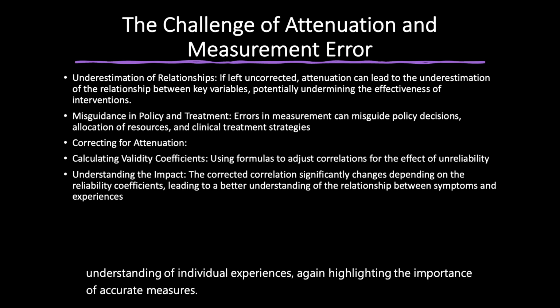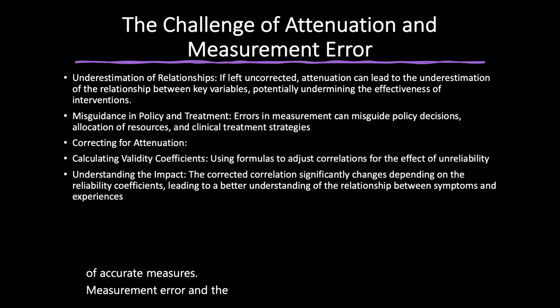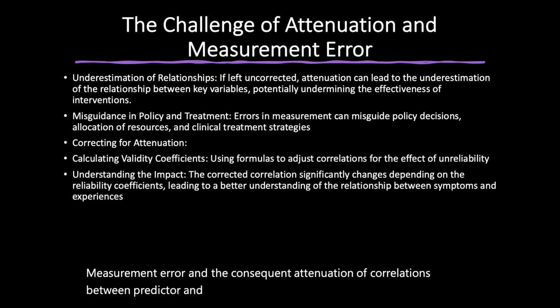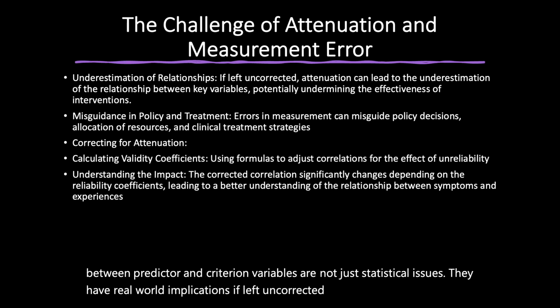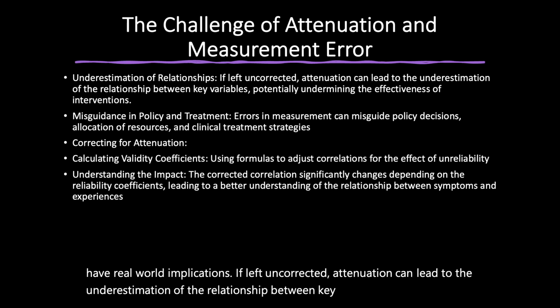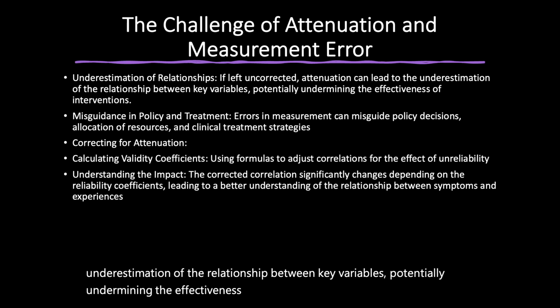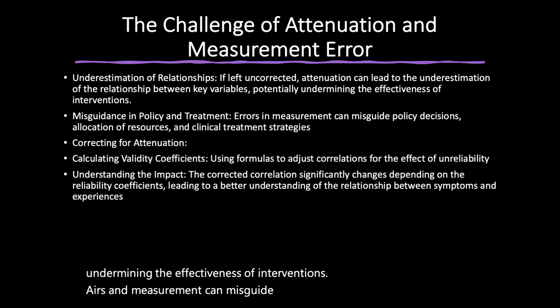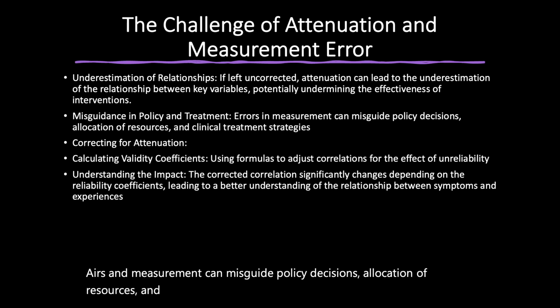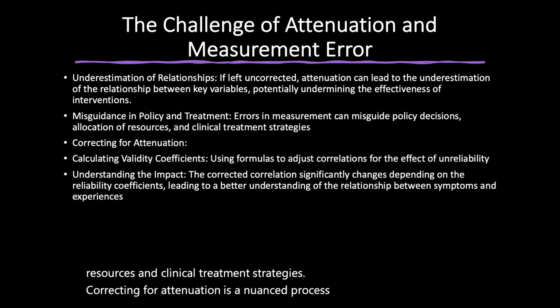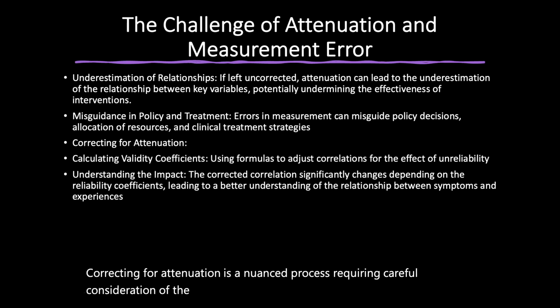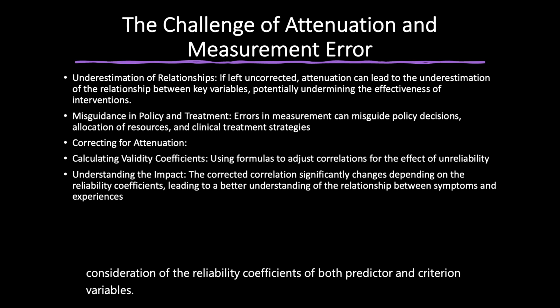Measurement error and the consequent attenuation of correlations between predictor and criterion variables are not just statistical issues. They have real-world implications. If left uncorrected, attenuation can lead to the underestimation of the relationship between key variables, potentially undermining the effectiveness of interventions. Errors in measurement can misguide policy decisions, allocation of resources, and clinical treatment strategies. Correcting for attenuation is a nuanced process, requiring careful consideration of the reliability coefficients of both predictor and criterion variables. This involves the following steps.